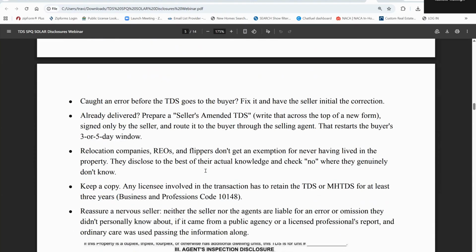Caught in error before the TDS goes out to the buyer, fix it and have the seller initial the correction. If it's already delivered, prepare a seller's amended TDS. You can write that across the top of the new form, signed by the seller, and route it to the buyer through the selling agent. That restarts the buyer's 3 or 5 day window because it's delivery of new material facts.